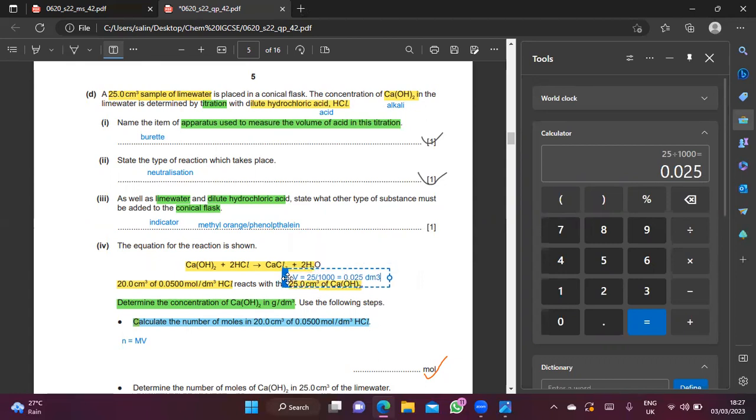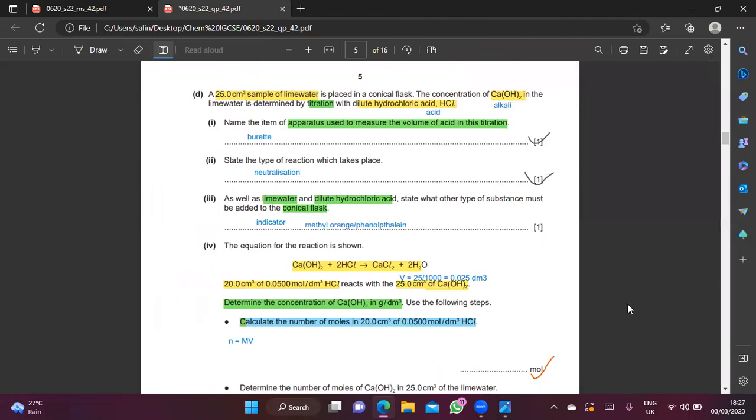So to be able to use the formula, you have to change your volume. This is one of the common mistakes some people make because they forgot to convert the volume to dm cube. Okay, then if that is the case, can I just directly insert this? Yes, I can. What's the molarity just now, or the concentration?